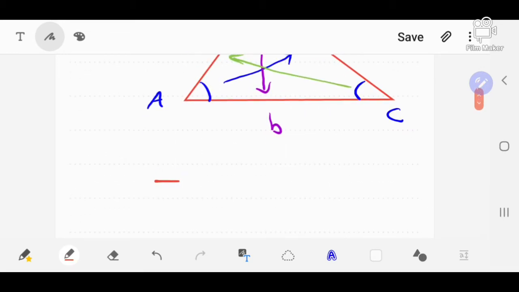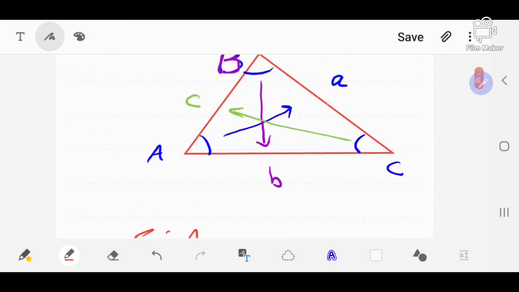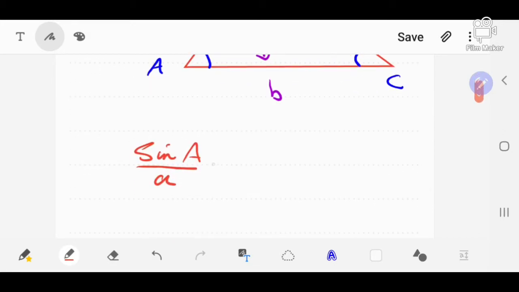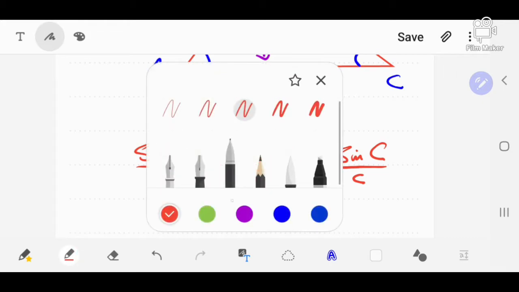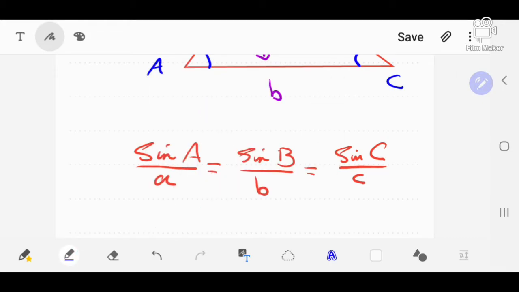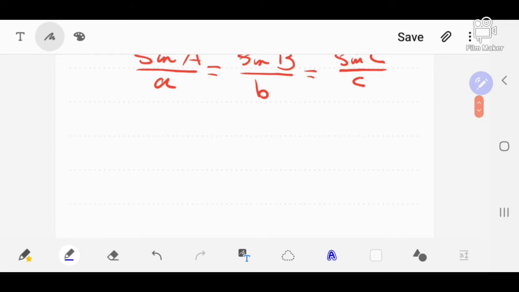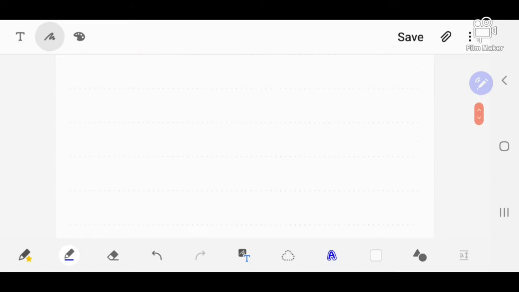The law says sine angle A over side a, the opposite side, this ratio should always be equal to sine angle B over side b, equal to sine angle C over side c. This is applicable for any non-right triangle.